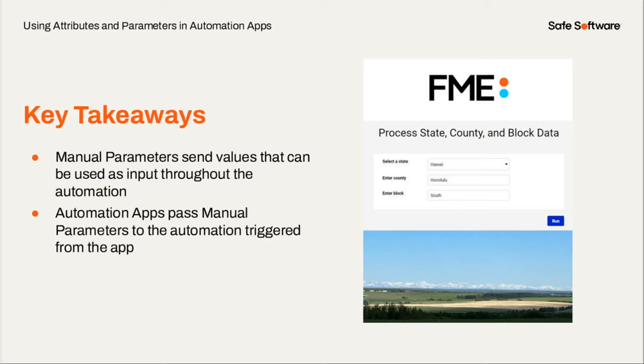Okay, manual parameters send values that can be used as input throughout the automation, as we saw with the automation app. And then automation apps also pass those manual parameters to the automation triggered from that app. Sorry, guys, mixed up my points there. You got it, though, I'm pretty sure.